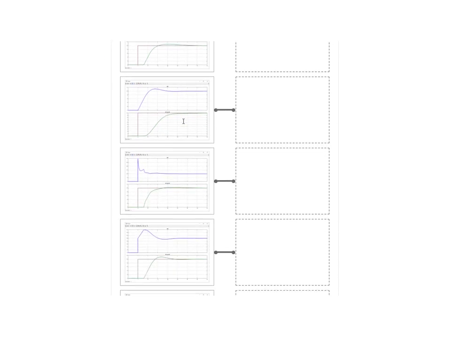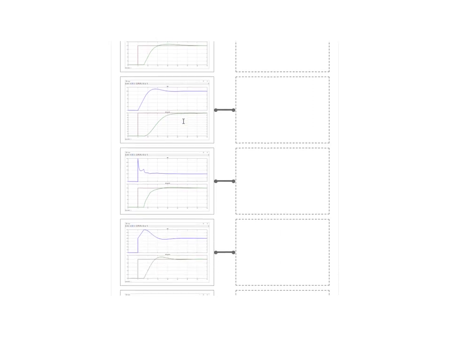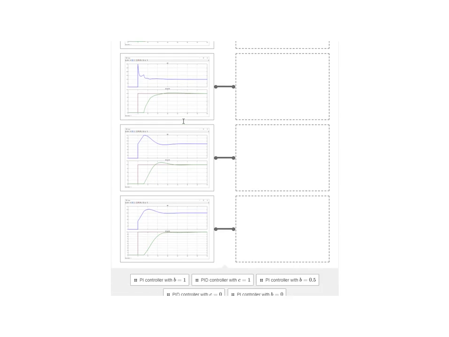So there are 5 responses. I will go over them slowly, and again you can at the end pause this video and use the rewind and forward buttons to have a look at the solution, but again try to do this by yourself. So you have 5 closed loop responses, and here you have 5 types of PI controllers and PID controllers, and you have to associate them with the corresponding response.